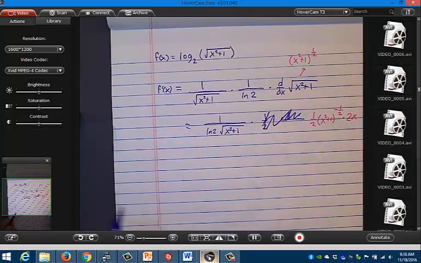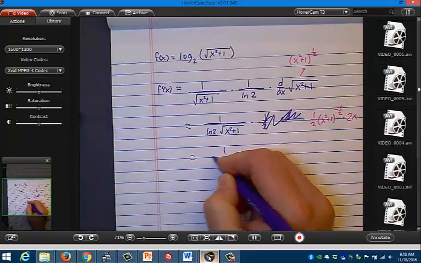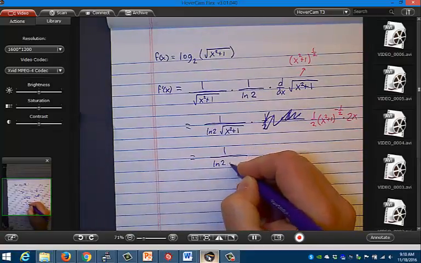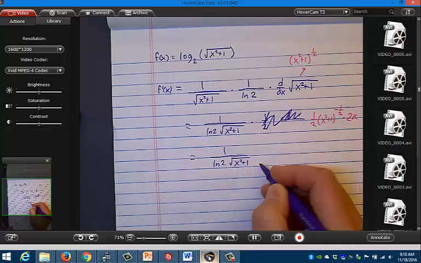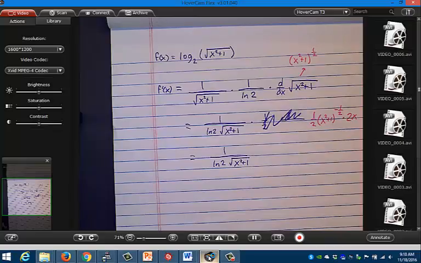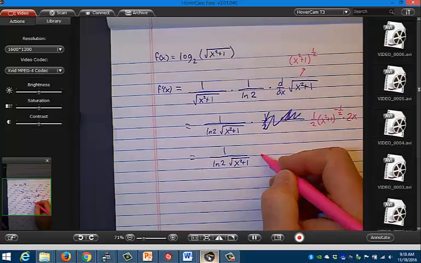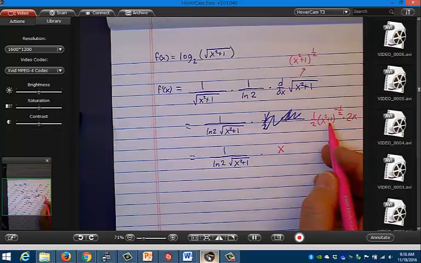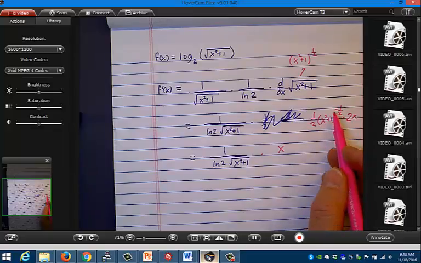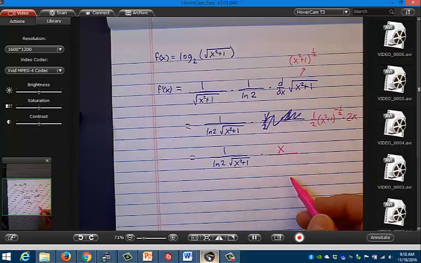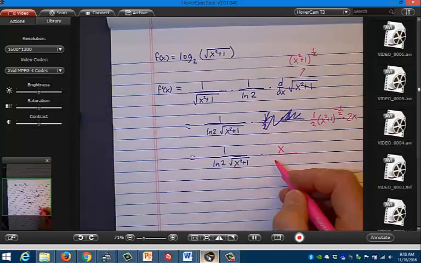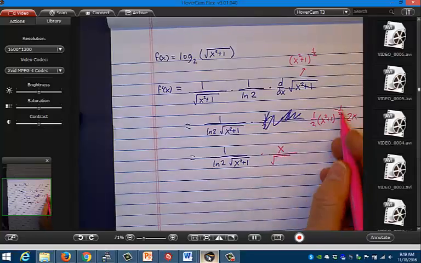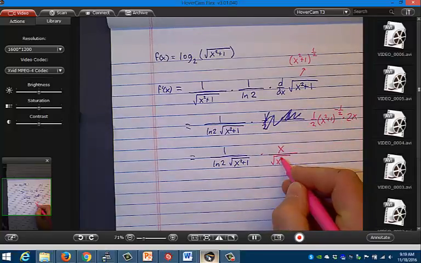2x. Okay? But that stuff can be simplified. So let's do it. I have 1 over ln of 2 times the square root of x squared plus 1. That was the first piece. And now from the chain rule, I got this. Can you see that the 2's are going to cancel? So you're going to get times x in the numerator. The other stuff I put in the denominator. How come? You have a negative. So what goes in the denominator? Yep. So I need a square root though, right? Radical x squared plus 1.